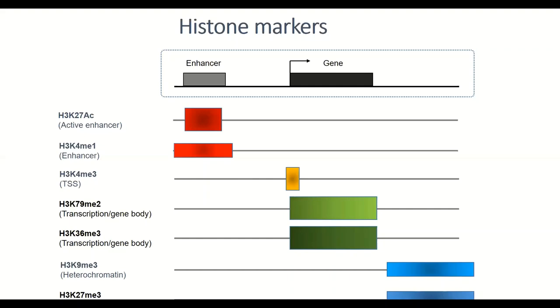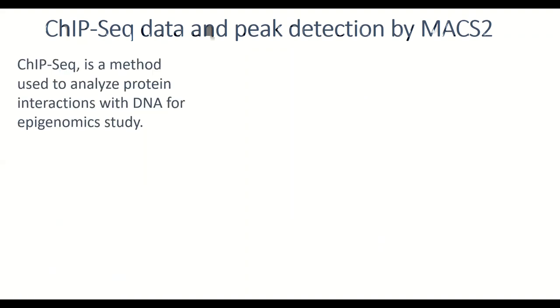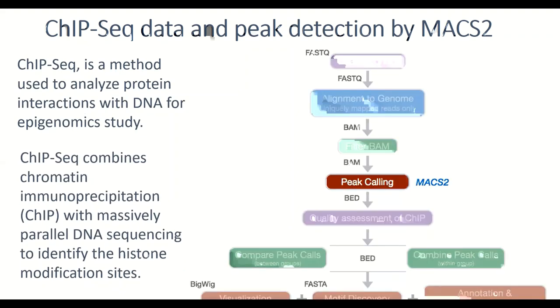Anyway, in cancer study, we always want to know where histone modification occurs, because histone modification has a significant impact on tumorigenesis, okay? And this is why ChIP-seq data is used in this epigenetic study, okay? When we perform analysis on ChIP-seq data, basically we try to detect peaks, because the peak is where the histone modification occurs. Okay.